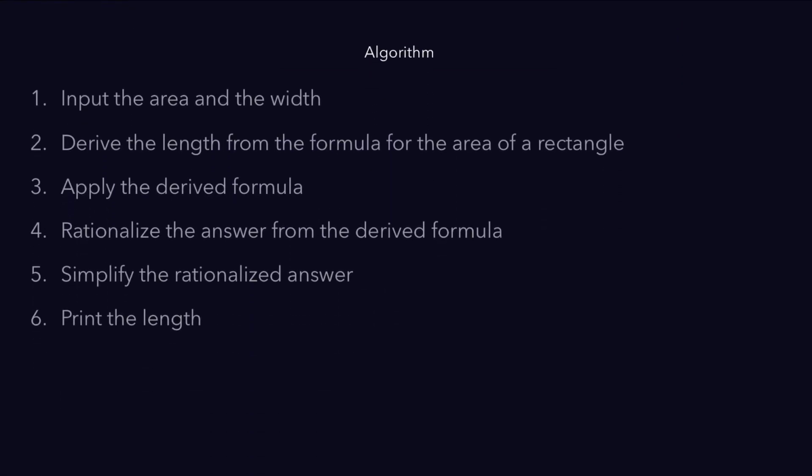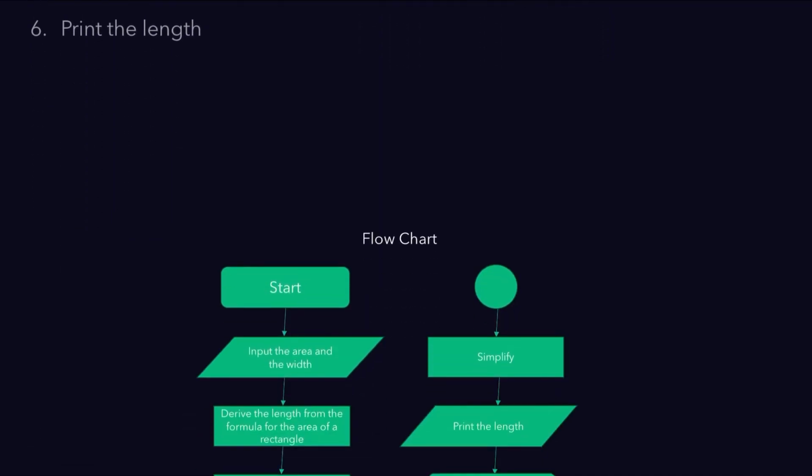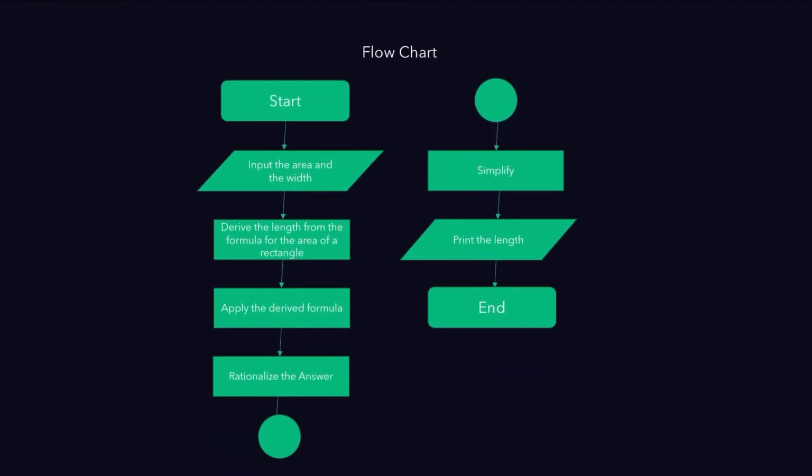Next, we have the algorithm for number 5. Step 1. Input the area and the width. Step 2. Derive the length from the formula for the area of the rectangle. Step 3. Apply the derived formula. Step 4. Rationalize the answer from the derived formula. Step 5. Simplify the rationalized answer. Step 6. Print the length. And now, this is a flowchart.